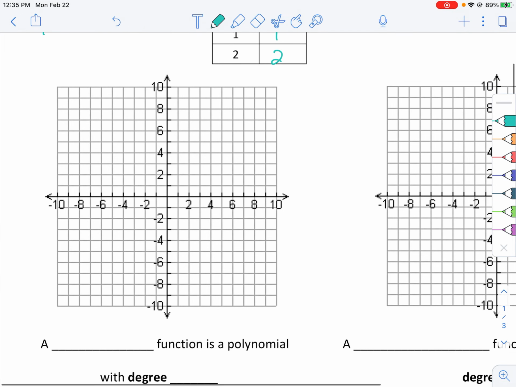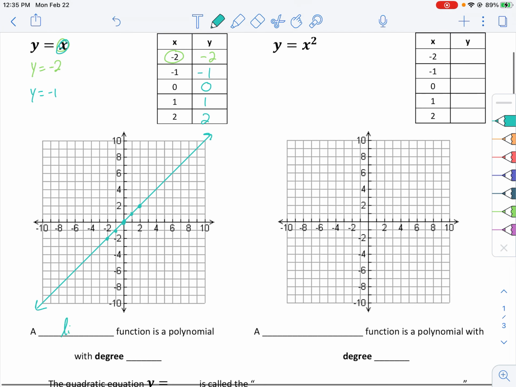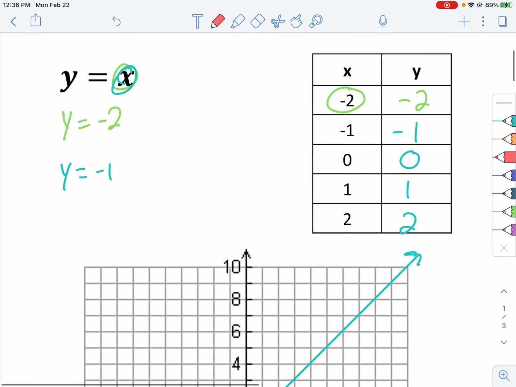We've graphed the function y equals x. It goes right through the origin, and then it just goes up like this, right? You plot all of those points, and then we just draw a line going through this plane. So this is specifically called a linear function. A linear function is a polynomial with degree 1, because technically, right, there's a degree of 1 on this x.